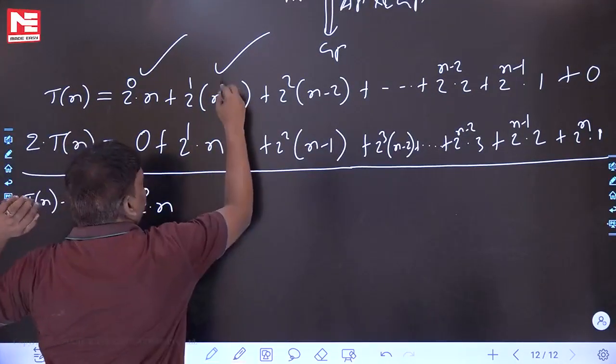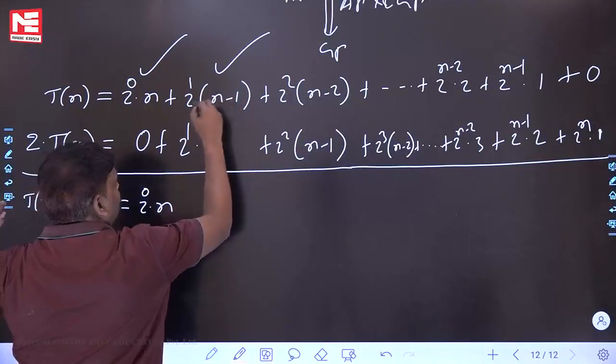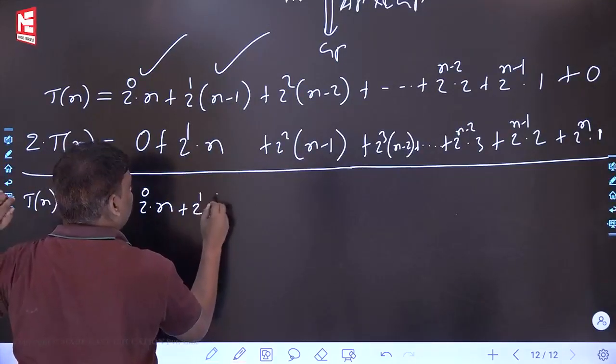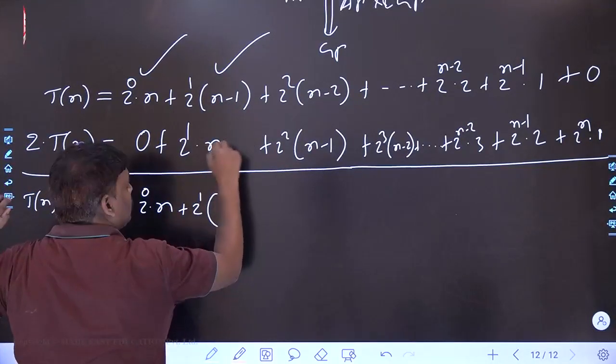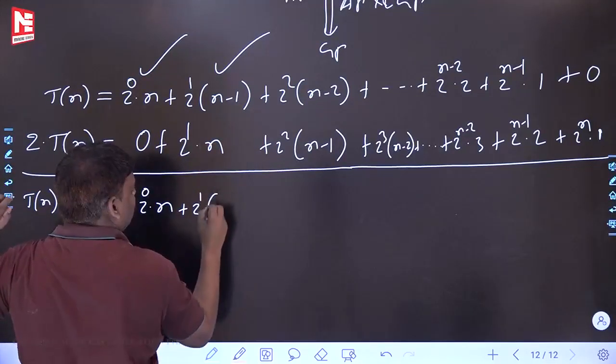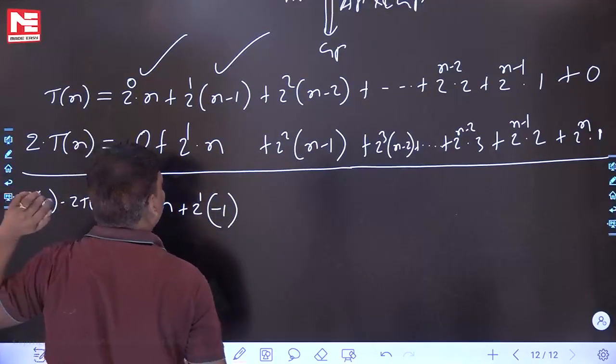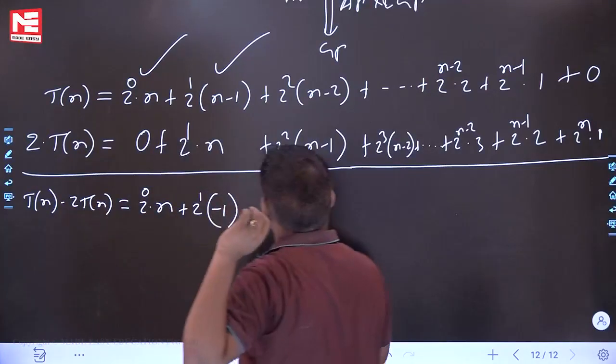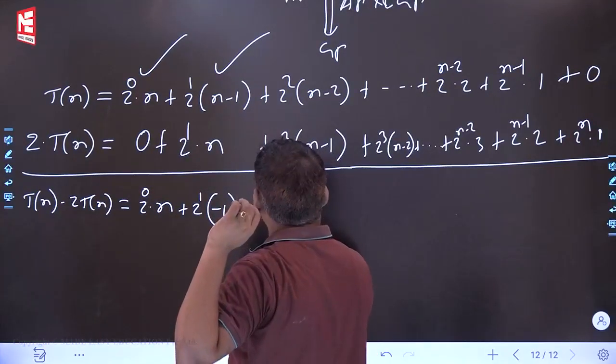Can you subtract this one? What is the answer? This one, I think 2 power 1 common. N minus 1 minus n. What is the answer? I think 1 extra. I think minus 1 will come.